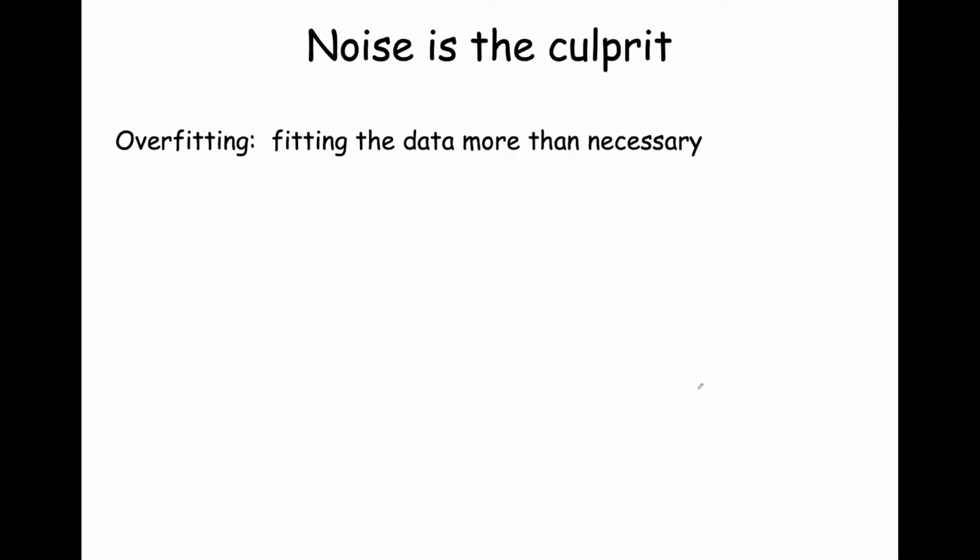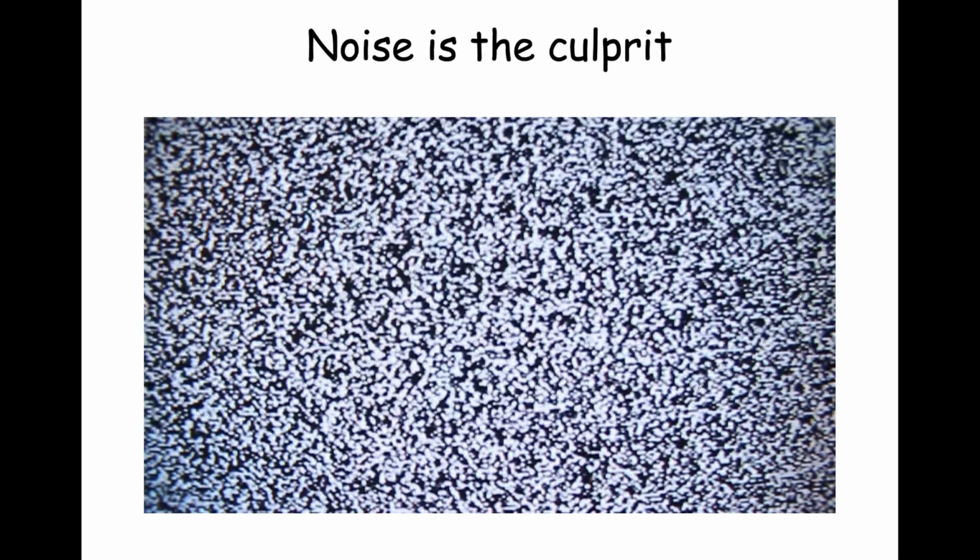So noise is the culprit here. And overfitting means that you're fitting the data more than necessary. Now, what happens in overfitting is that your hypothesis and your learning algorithm, as it searches through the space of hypotheses, is treating this noise as if it were a viable pattern. So let's take this example of a snow pattern on a screen. And as you can see, this is just noise.